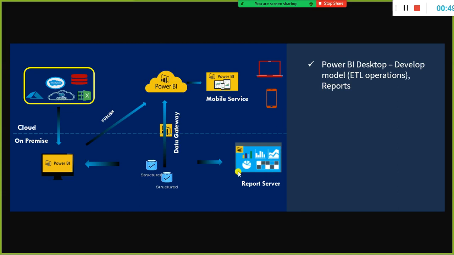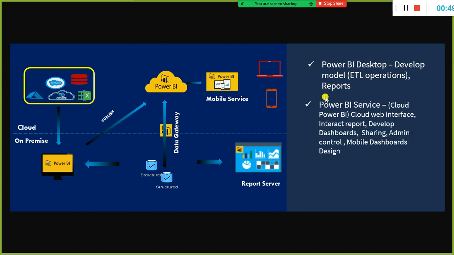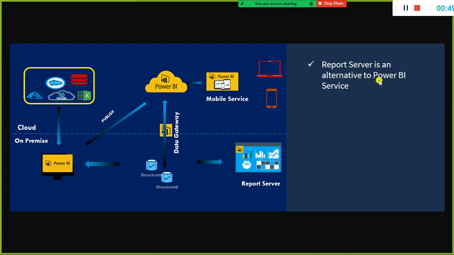And the report server is simply a browser based one. It is an alternative to the Power BI service. We call the cloud one Power BI service, or Power BI cloud service. Remember this. The report server is an alternative, which means whatever you can do in the Power BI cloud service, you can do here also.